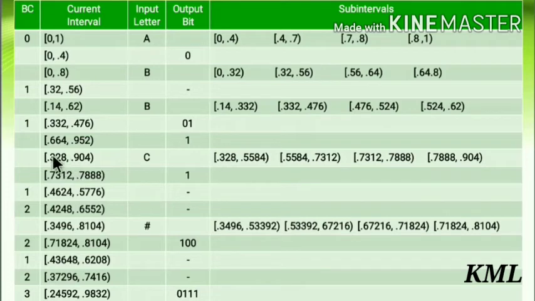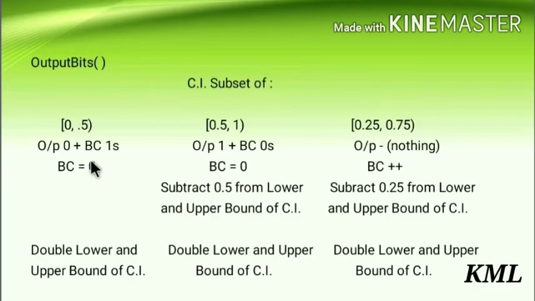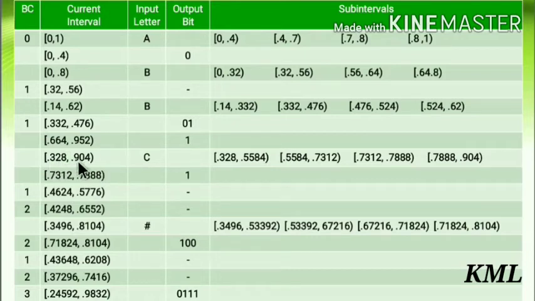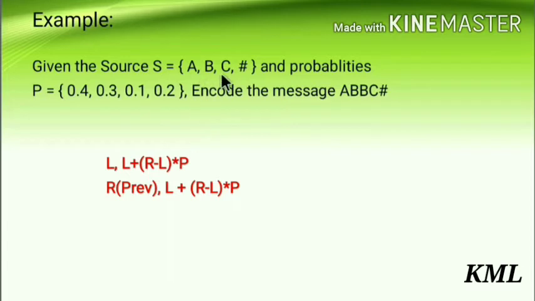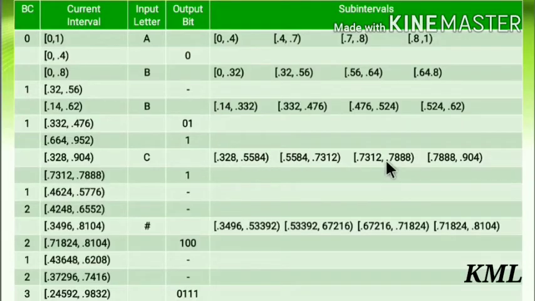Now after getting new values, check with the algorithm. These two values don't fall in any of those three, so you stop and take the next input letter. You have a C here. After taking the new input, you make the sub intervals and check the position of C in the source. The position is 3, so you choose the third sub interval as your next current interval.